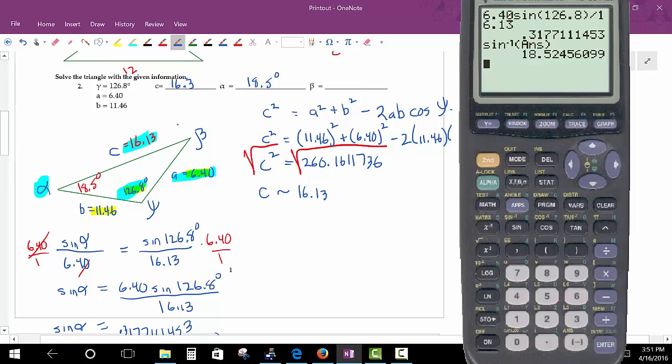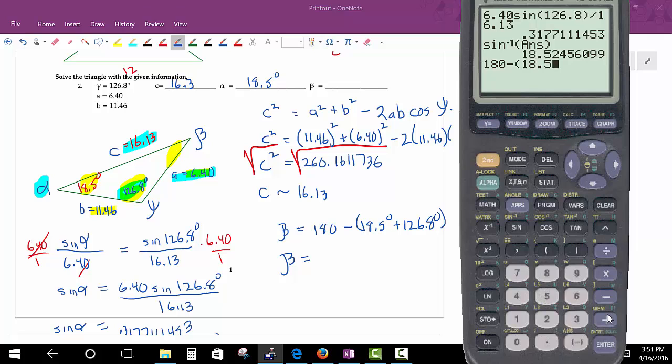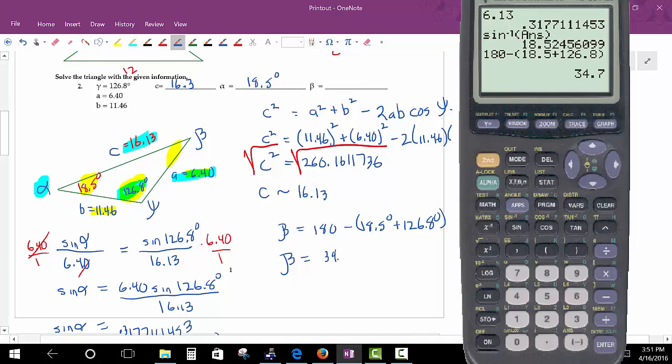Now I can find my third angle. We know all 3 of these angles are going to add up to 180. So what I can do is just do this to find angle beta. Beta is going to be equal to 180 minus the sum of the other 2 angles that I now know. And then I can put that in my calculator and get that answer. So I have 180 minus parentheses 18.5 that I just found, plus 126.8. Go like that. And that'll give the final angle on this, 34.7 degrees.